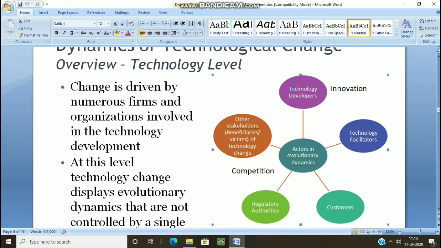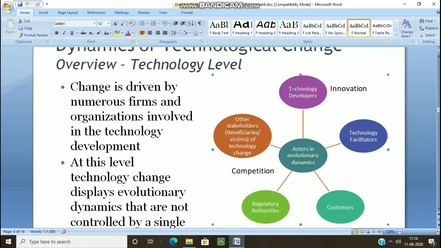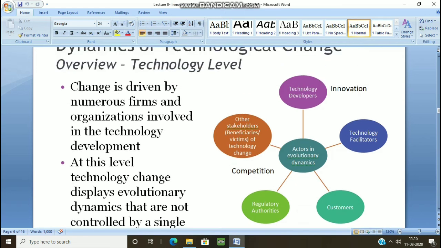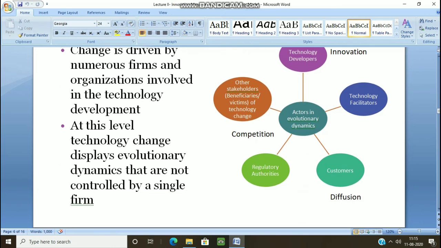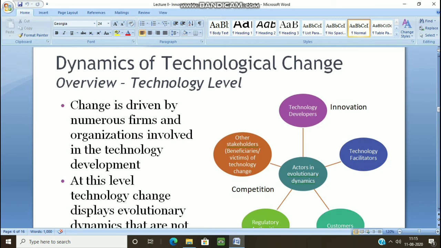So there are steps like: the change is driven by the numerous firms and organizations involved in technological development. We always accept change for the growth of our company and organization, and the organizations are involved in technological development. At the technological level, changes display evolutionary dynamics that are not controlled by a single firm. Suppose one firm changes its technology, definitely other firms are affected by the technology change of the first firm, because everybody thinks about advancement. So this is the overview of the technology level.